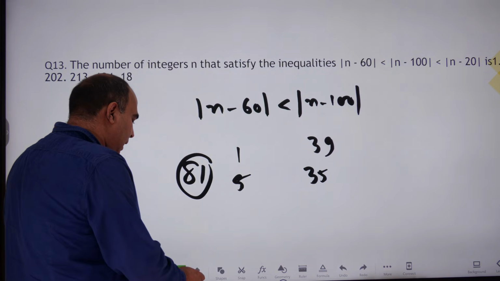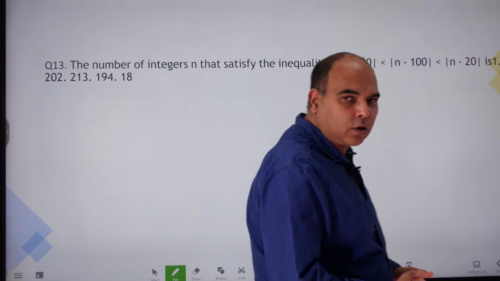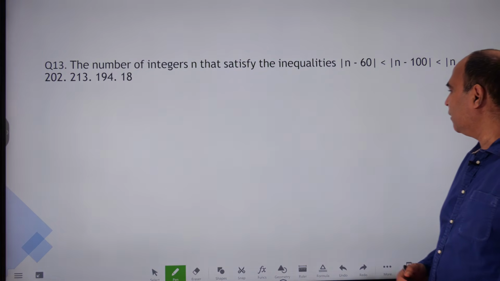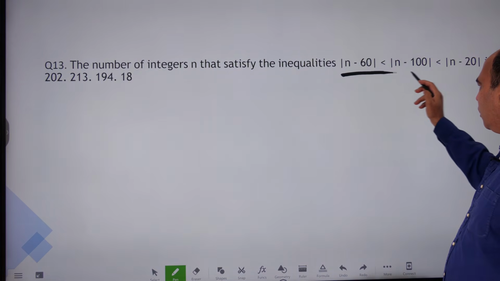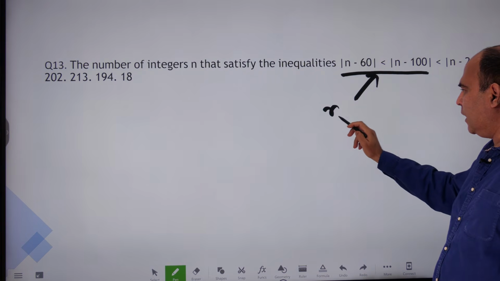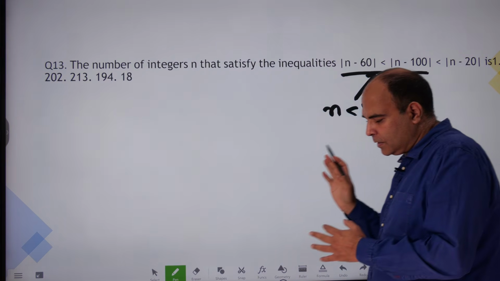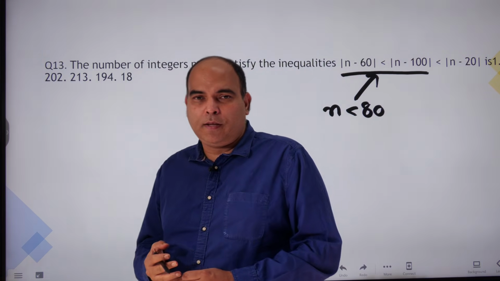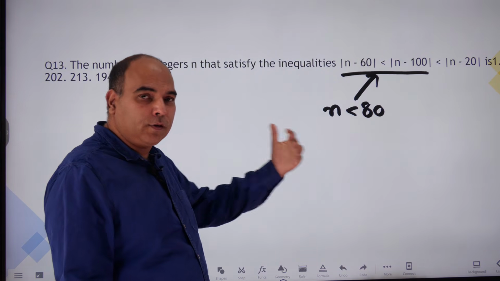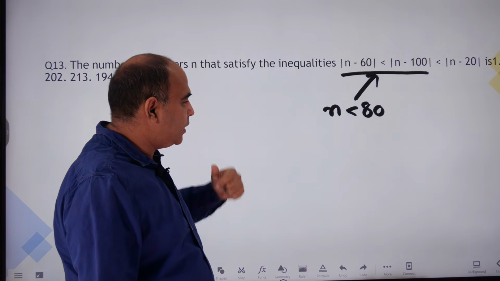So I am able to understand through this mental thought, which can actually be executed in 15, 20, 30 seconds at max, that this part of the expression will get validated for n less than 80. Any value less than 80, for n less than 80, this expression will get satisfied. So that means all the way to 79, where n is an integer. We are talking about number of integers here.